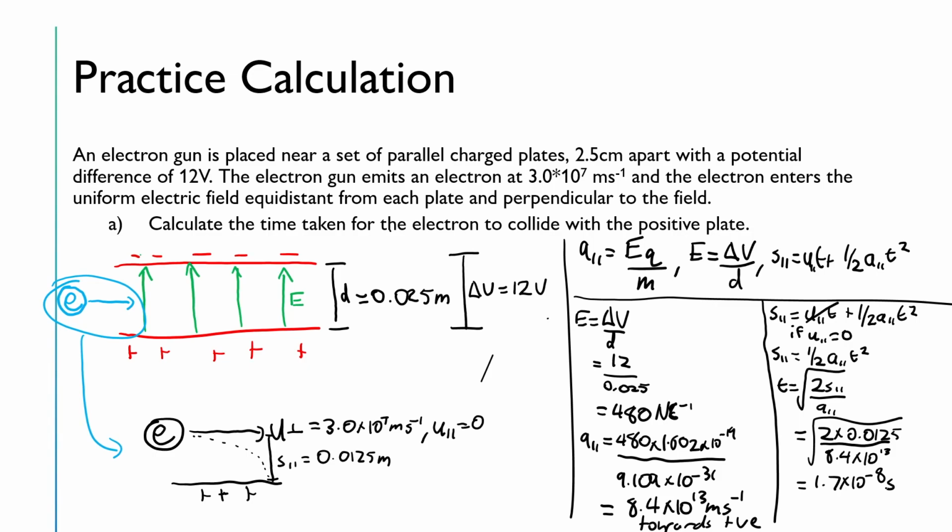So what we see here is that the electron will reach the positive plate in a fraction of a second. It's going to take 1.7 times 10 to the negative 8 seconds to get there.